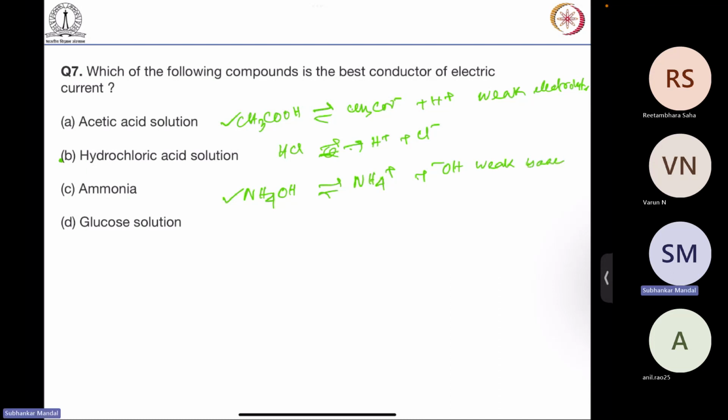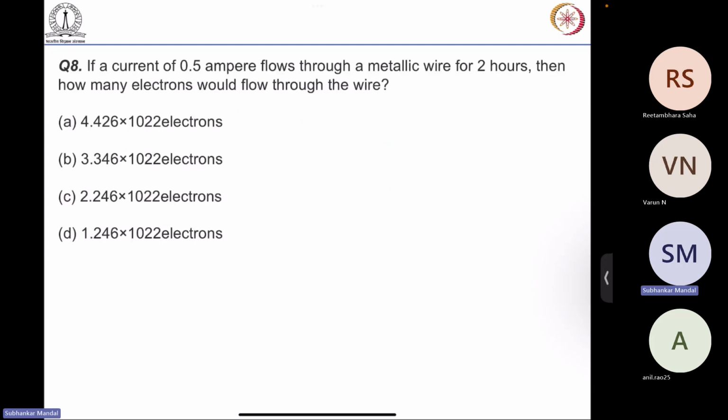But HCl, hydrochloric acid, fully dissociates, and we know that the mobility of H plus is more compared to OH minus or Cl minus. That means H plus ion conductivity is more. And HCl is fully dissociated, so the number of ions in HCl is high. So hydrochloric acid has a higher conductivity. That's why the best conductor in these 4 options is hydrochloric acid. Okay, so we can go to the next question.